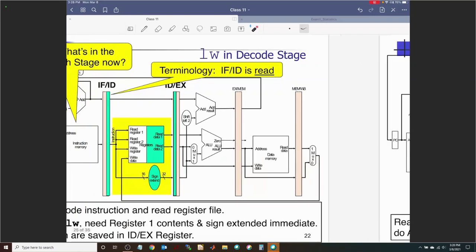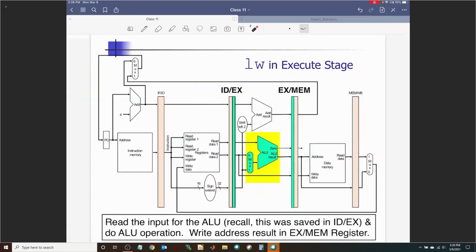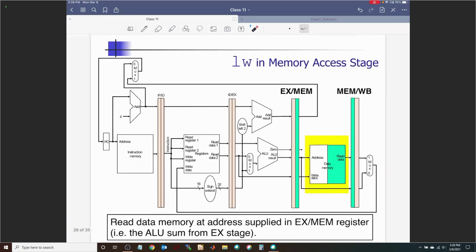And as the load word instruction progresses to the next stage, which is the execute stage, now it is using the ALU. It is reading from the IDEX register and writing to the EXMEM register. The next stage after that is the memory access. You are still using the load word instruction. Read from EXMEM, read the data from the memory itself, and write to the MEM/WB interstage pipeline buffer.